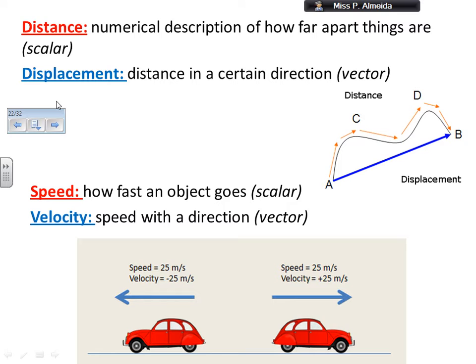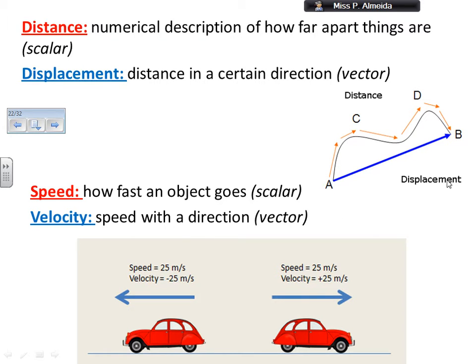So distance and speed, they are scalars. That means that they have a number and that's all, okay? It's a numerical description of either how far things are apart in terms of distance, or how fast something is going in terms of speed. Displacement and velocity are vectors. That means that they have a magnitude and a direction, okay? So they may be positive or negative. Displacement ends up being the distance in a certain direction, and velocity tends to be the speed in a certain direction.